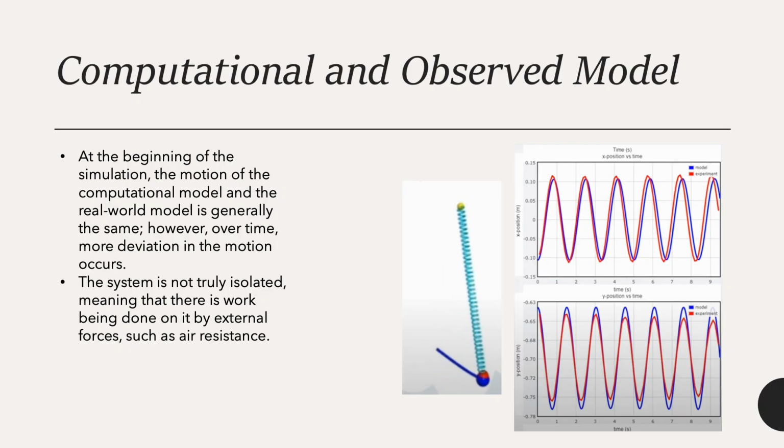This animation shows the blue ball, which represents the computational model, and the red ball, which represents the experimental model. To compare these models, we notice that the motion is generally the same towards the beginning of the motion. However, over time, more deviation in the motion occurs. That's likely because this system is not truly isolated, and there is work happening on the system by external forces like drag.